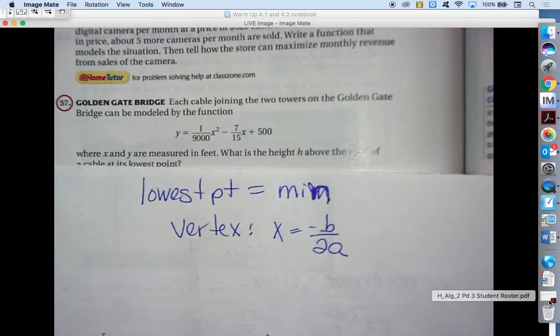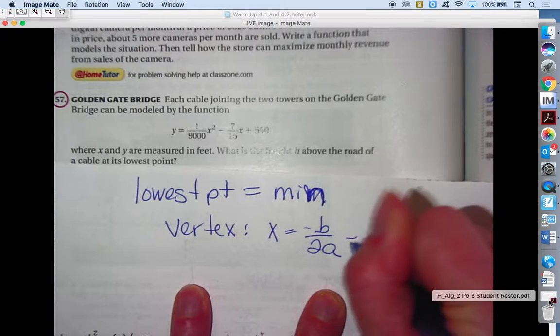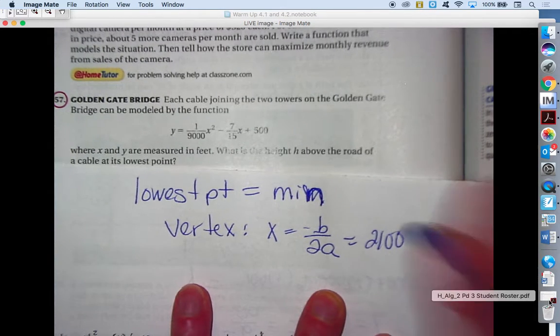So you kind of have to relate that lowest point means minimum value, which means I need to calculate the vertex in order to solve the problem. So for all of those problems on there, no matter what problem you were looking at, whether you're getting a max or a min, you need to find the vertex, which you have to start out with x equals negative b divided by 2a. You need to take this answer, which for this one it ends up being 2,100 feet.